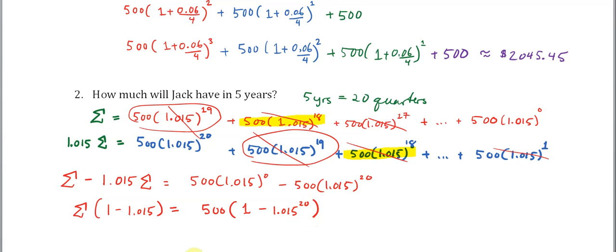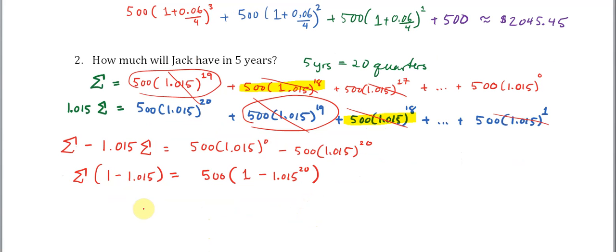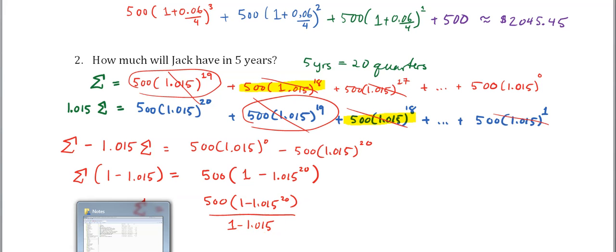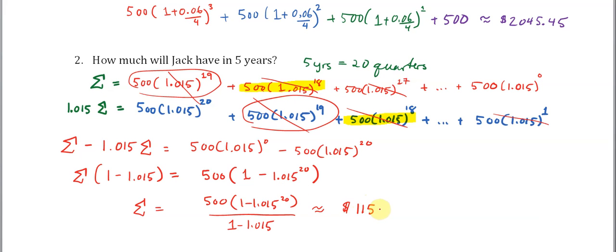Okay. Then one more step here, or a couple more steps rather. Sigma is equal to 500, 1 minus 1.015 to the 20th, divided by 1 minus 1.015. Okay? And so this is what our original equation, sigma, the sum that we were aiming for, is actually equal to. And now we can put this information into our calculator. And our grand total is $11,561.83.